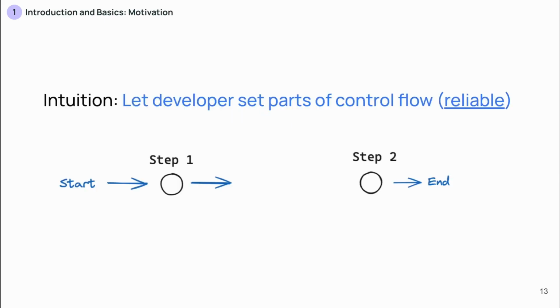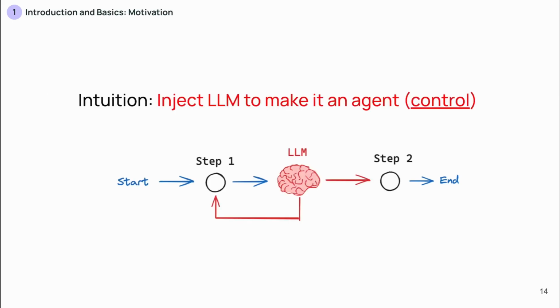Now, some of the intuitions here. In many applications, we want to combine developer intuition with LLM control. And so you can very easily specify certain steps in the application that you always want to be fixed. So you start your flow, you go to step 1, you end with step 2 every time. But you can also interject LLMs at arbitrary points, turning it into an agent, giving the LLM arbitrary control over the flow of the application.